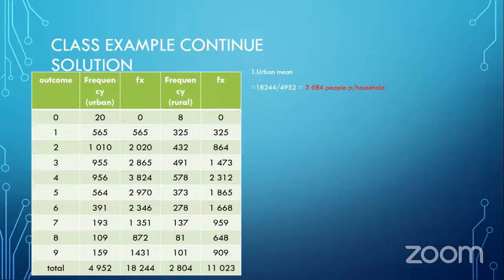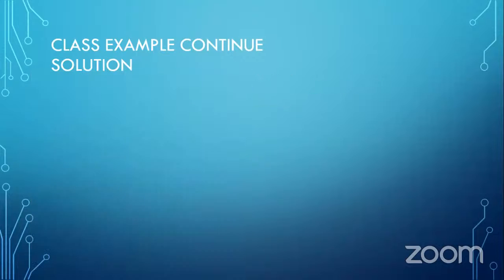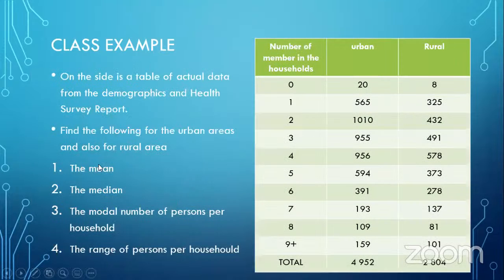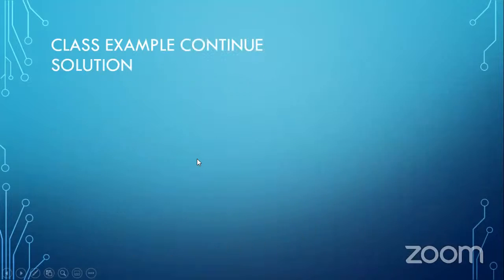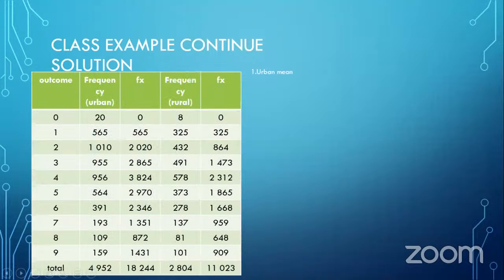You understand? Because this is the calculation, because the question here said, you see, I did not add this. It says here, let me use question 3: the modal number of persons per household. So we need to know how many people so that we can do what we just did here. So the mean of the people per household is equal to 3,600.